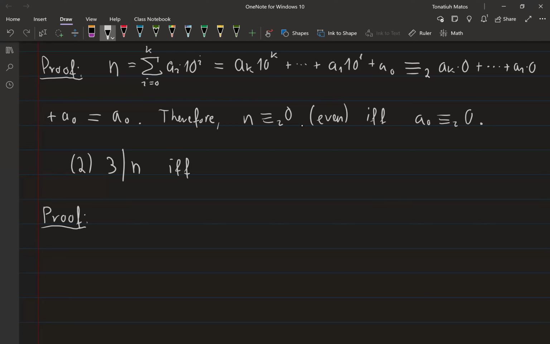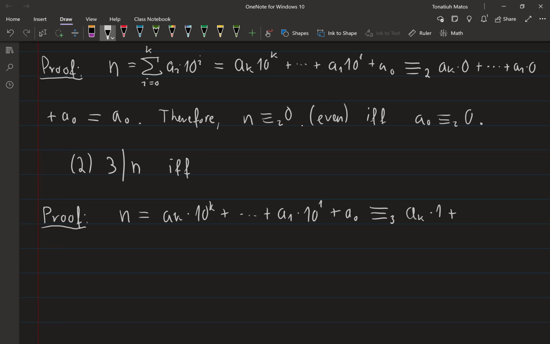Okay, so let's do the same trick. n is going to be a_k times 10 to the k plus and so on, plus a_1 times 10 to the 1 plus a_0. And this time we reduce it mod 3 to figure out if a number is divisible or not by 3, right? Now 10 is 1 mod 3 because it is 9 plus 1, and 9 is of course divisible by 3. So this should just be a_k times 1 plus all these powers of 10 are 1 mod 3, right?